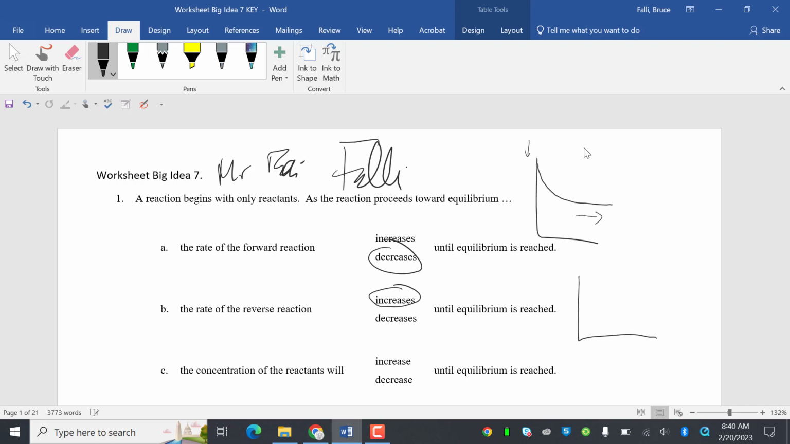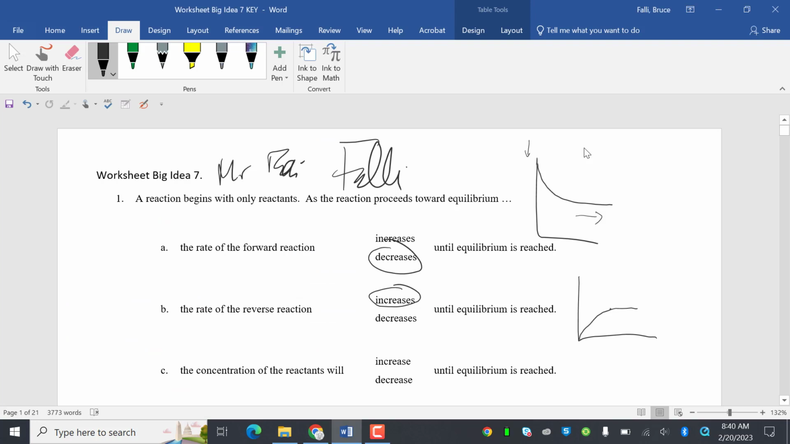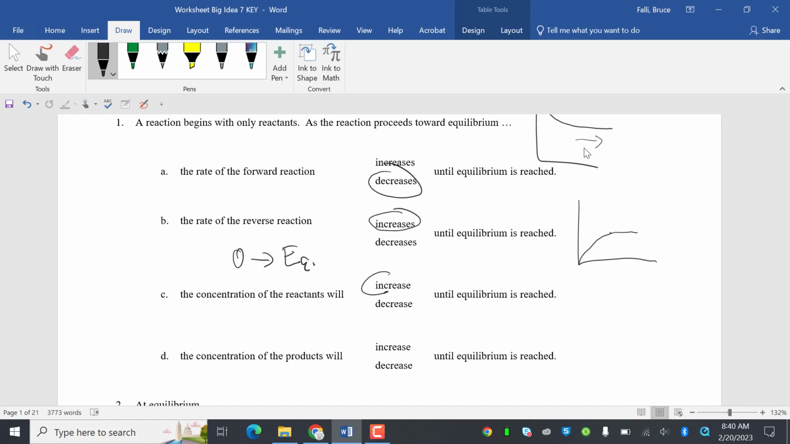If I'm looking at the reverse reaction, which would be a product starting at zero, it would increase for a while and then decrease, because it starts out with no slope. The reverse reaction increases until equilibrium is reached because it starts at zero and reaches your equilibrium speed. The concentration of the reactants will increase. Oops, no, it won't. The concentration of the reactants will decrease. My dog came to say hi. The concentration of the products will increase.